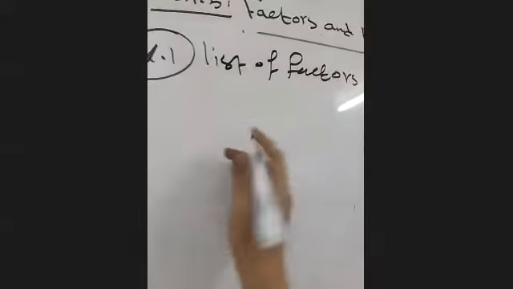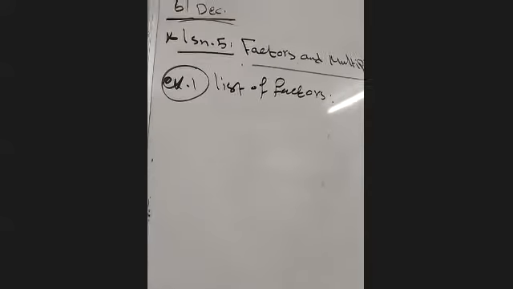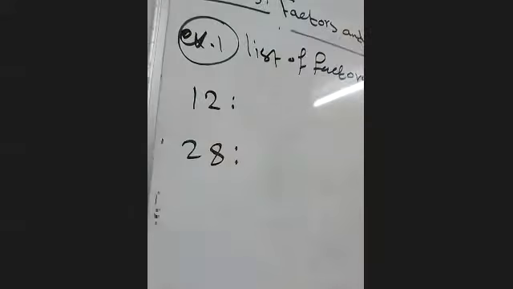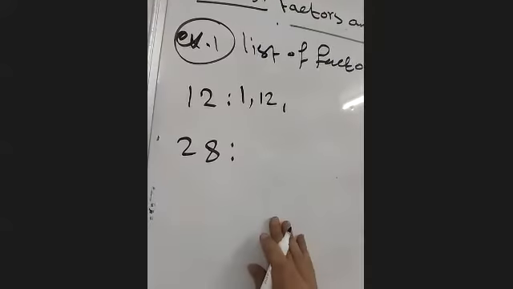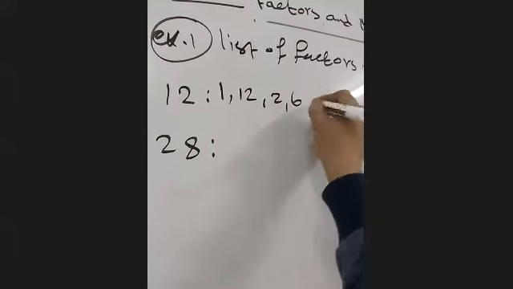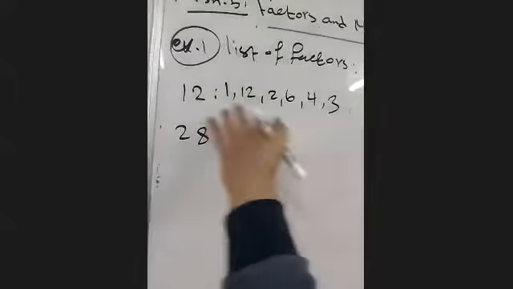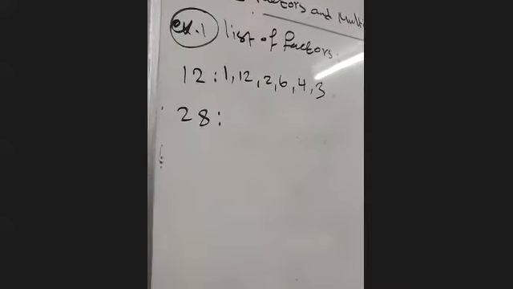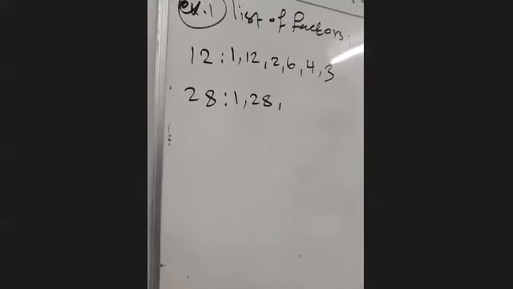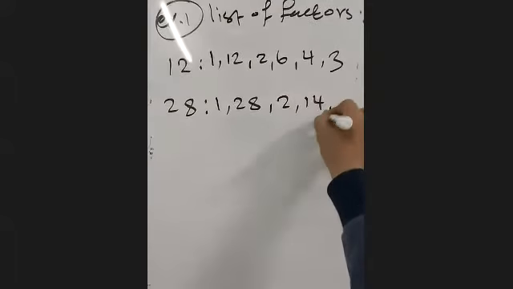What are the two numbers, Yusuf? 12 and 28. Can you tell me the factors of the 12? 1 and 12. 2 and 6. 4 and 3. These are the factors of the 12. Now the 28. 1 and 28. 2 and 14. 7 and 4.